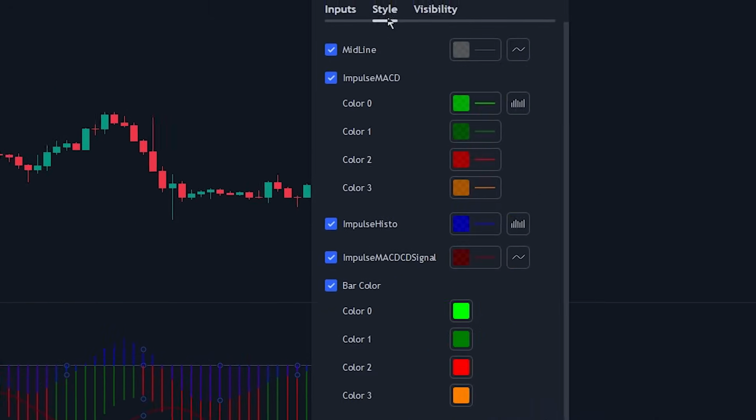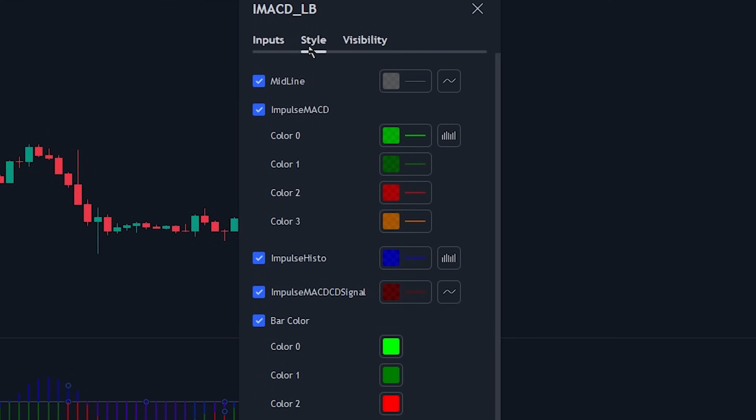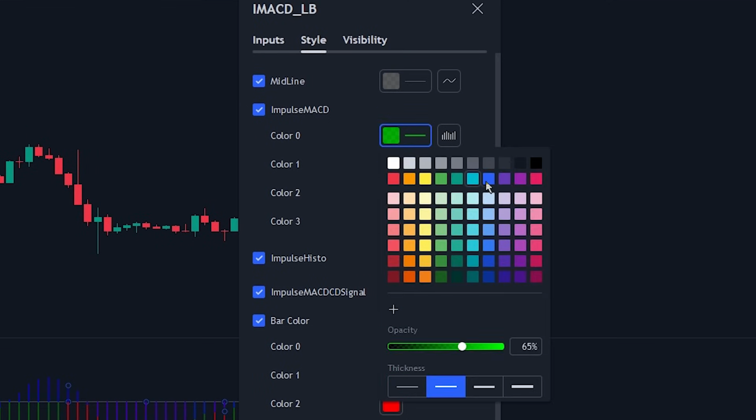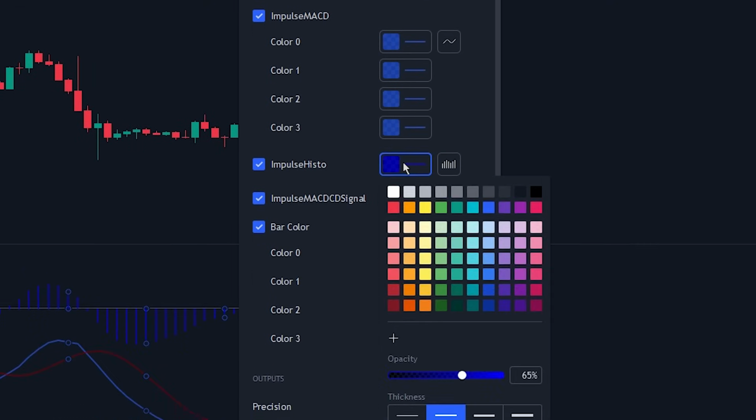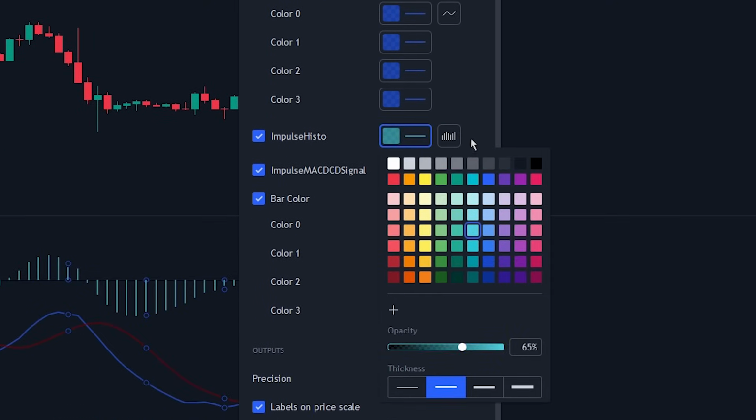Navigate to the Indicator Settings tab and click on the Style settings. First, we will be changing the Impulse MACD from a histogram to a line. After that, we will be changing the colors to blue. Next, we will be changing the histogram to columns.